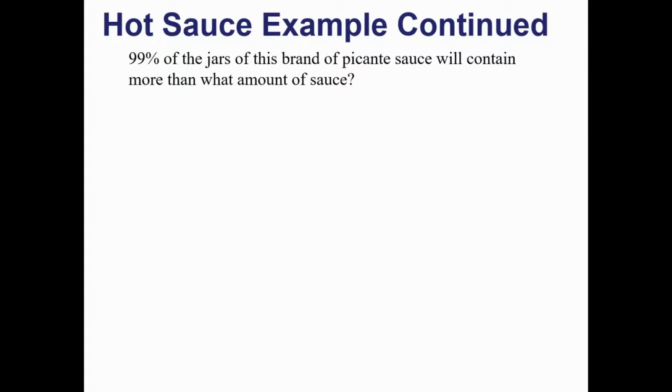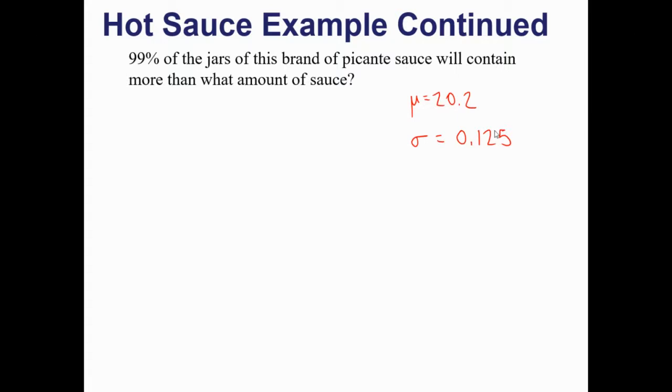Okay, so we have this hot sauce example where they claim there's 20 ounces in their jar, but really, as a recap, the mean is actually 20.2 ounces. Standard deviation was 0.125. They ask us, 99% of the jars of this brand of pecan sauce will contain more than what amount of sauce?